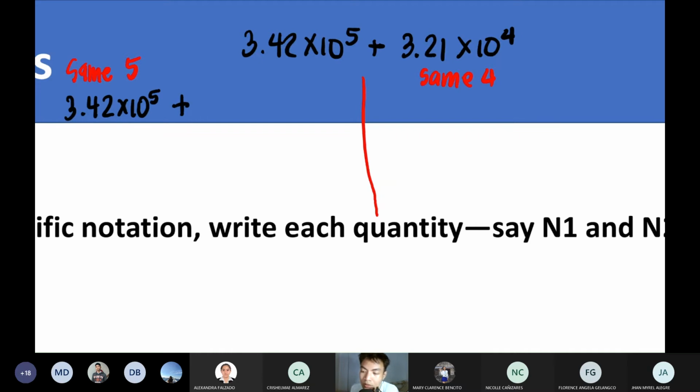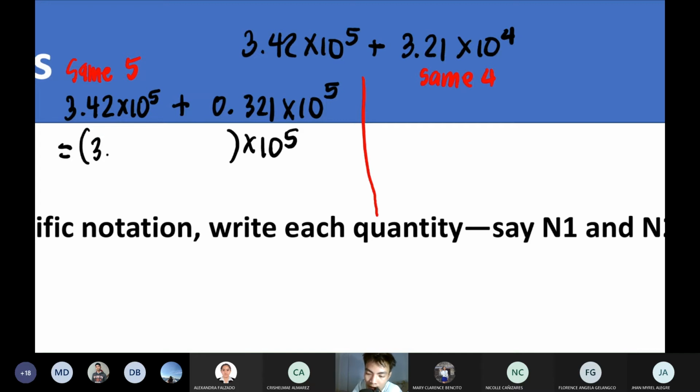So, saan gagawin ko dito sa times 10 raised to 4? Sabi natin, if I move my decimal point to the left, plus 1 sa exponent. So, this will be 0.321 times 10 raised to 5 na. Okay? And then, pag-add ko yan, since they have the same exponent na, kopyahin mo na lang.